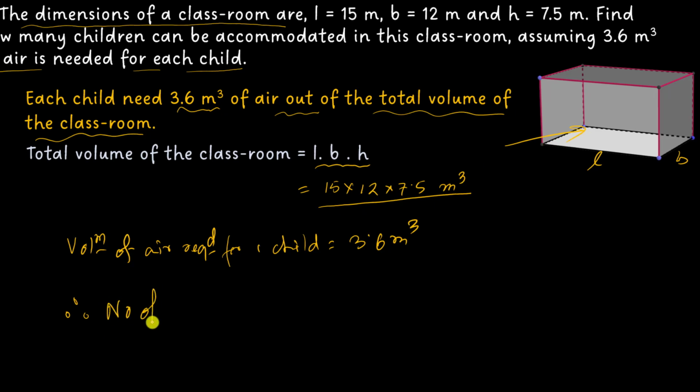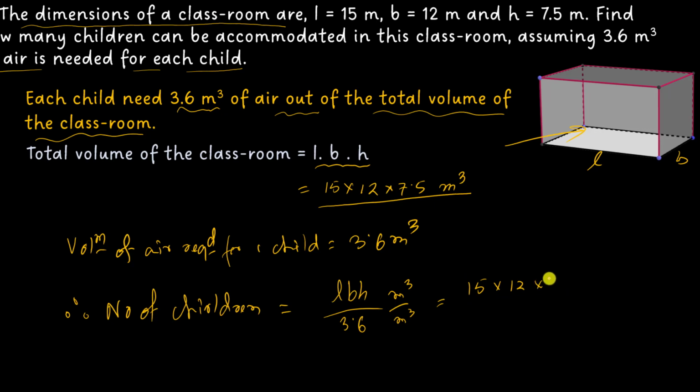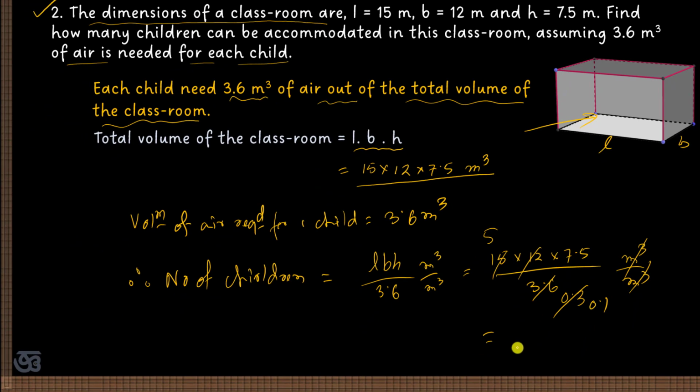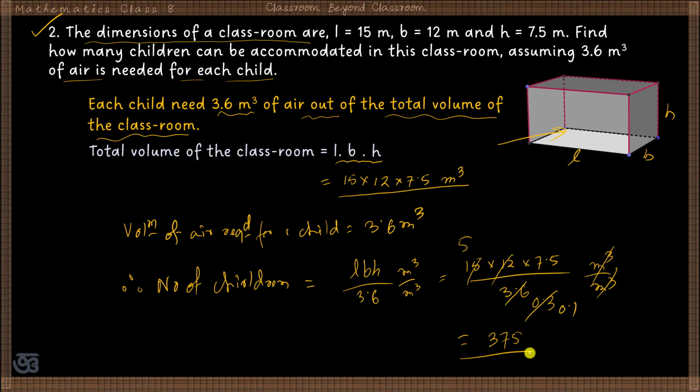Therefore, number of children that can be accommodated is equal to LBH divided by 3.6. This is meter cube and this is meter cube, and that is equal to 15 multiplied by 12 multiplied by 7.5 divided by 3.6. The meter cube divided by meter cube will get cancelled, and 12 threes are 36 and 3 fives are 15, and that is equal to 375. So this room can accommodate 375 children with sufficient oxygen or sufficient air.